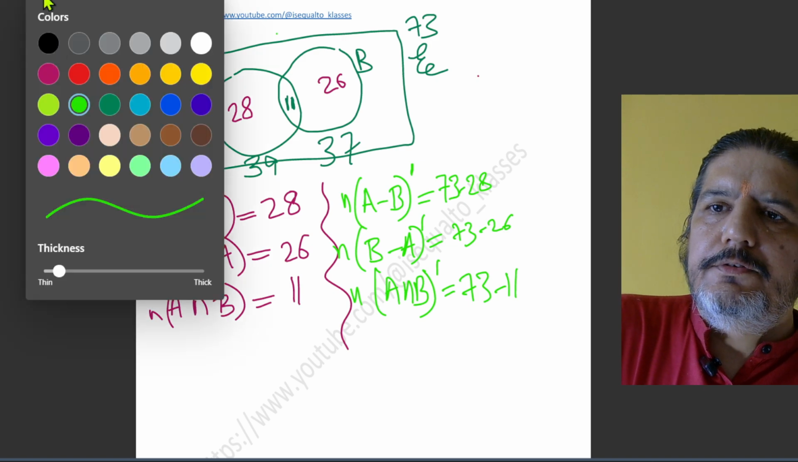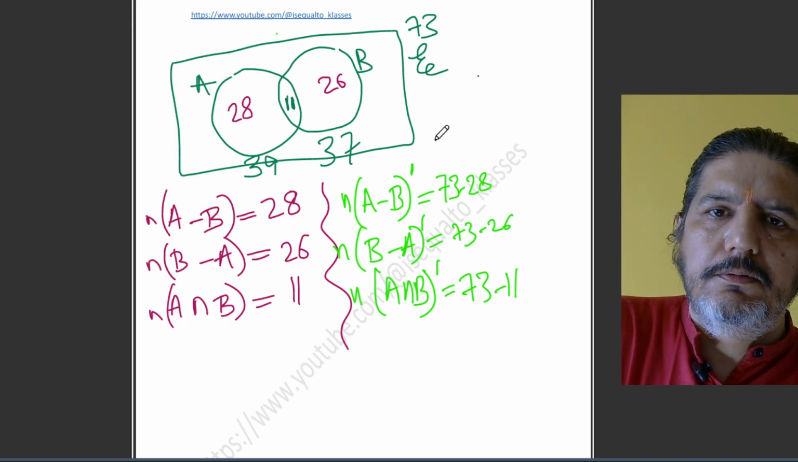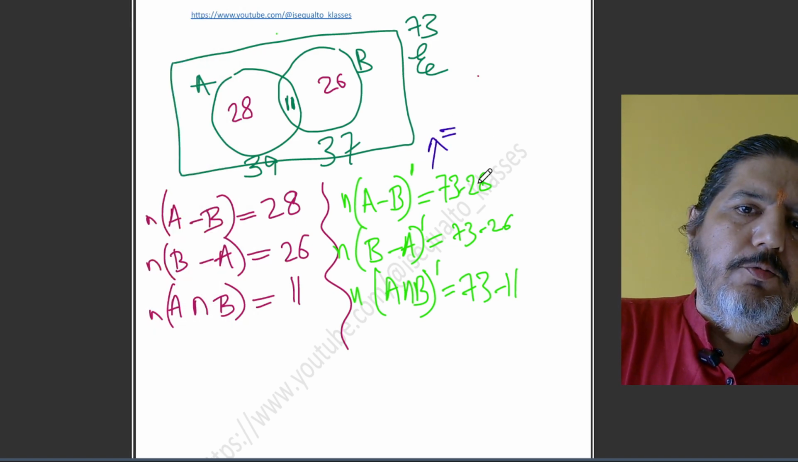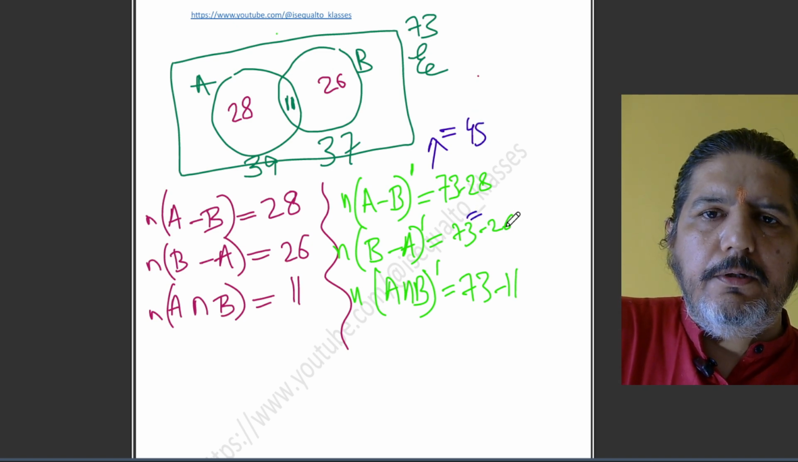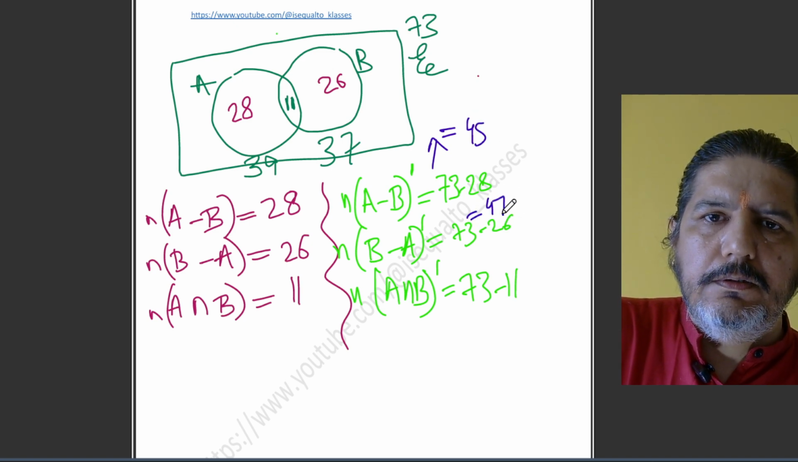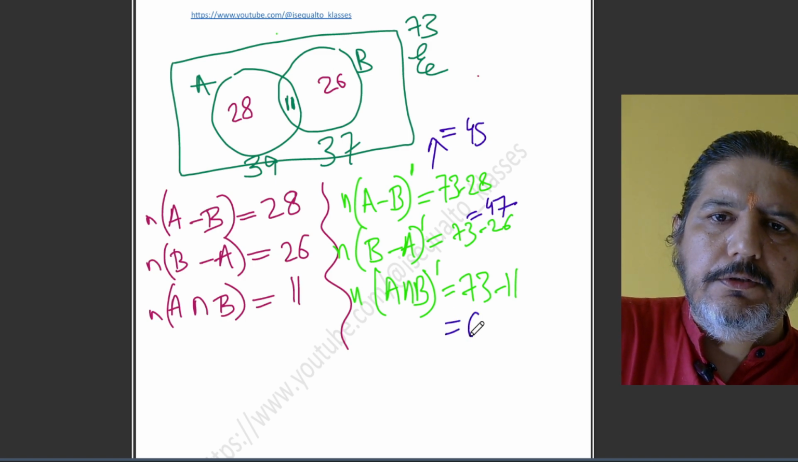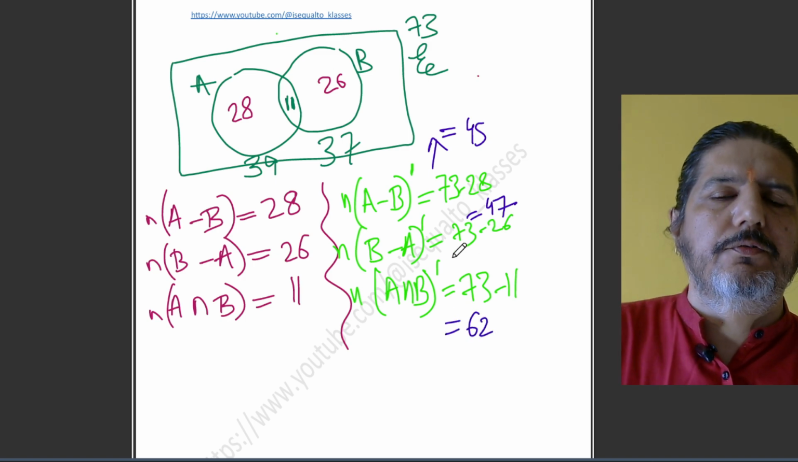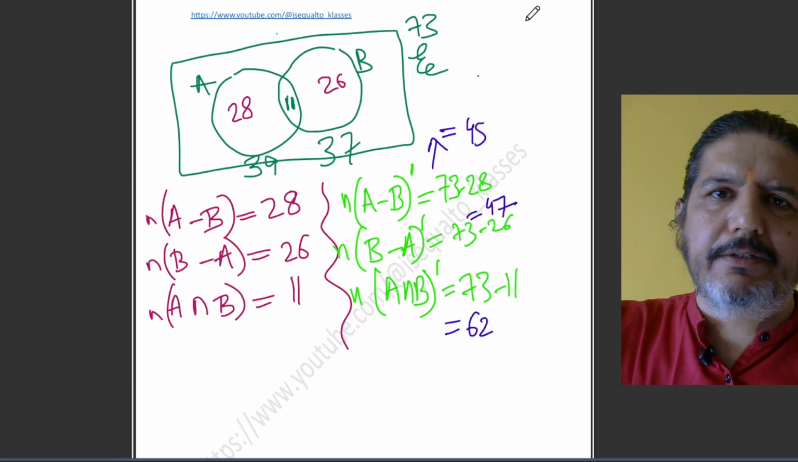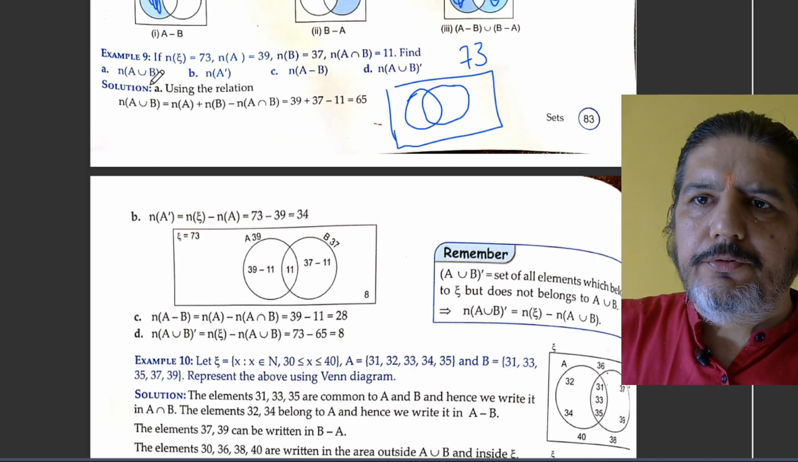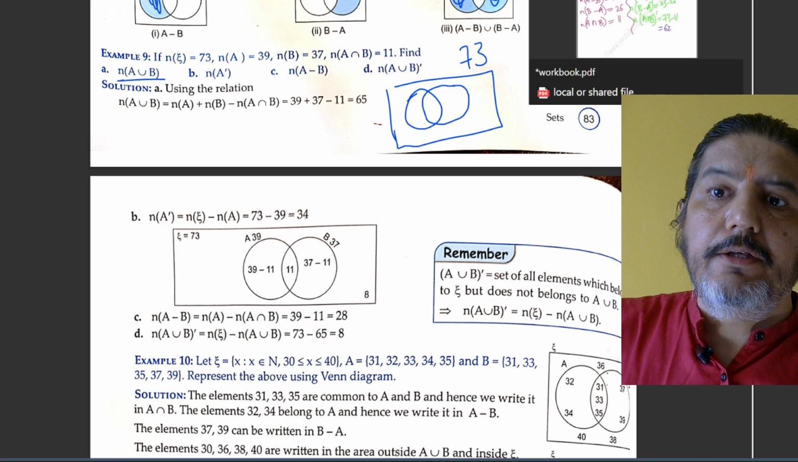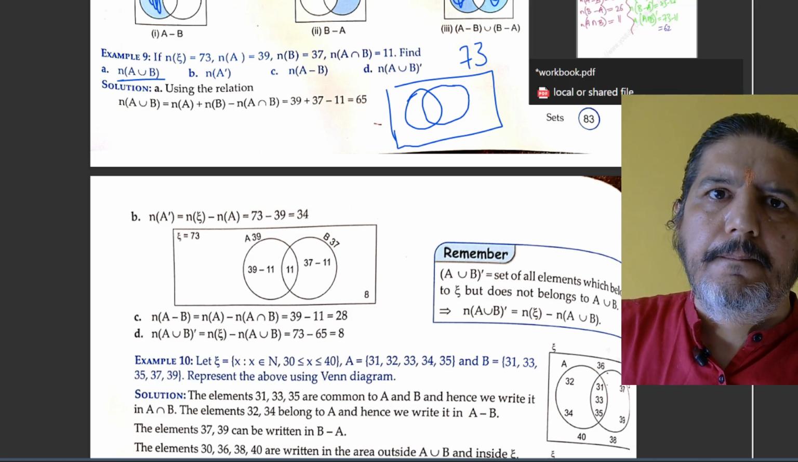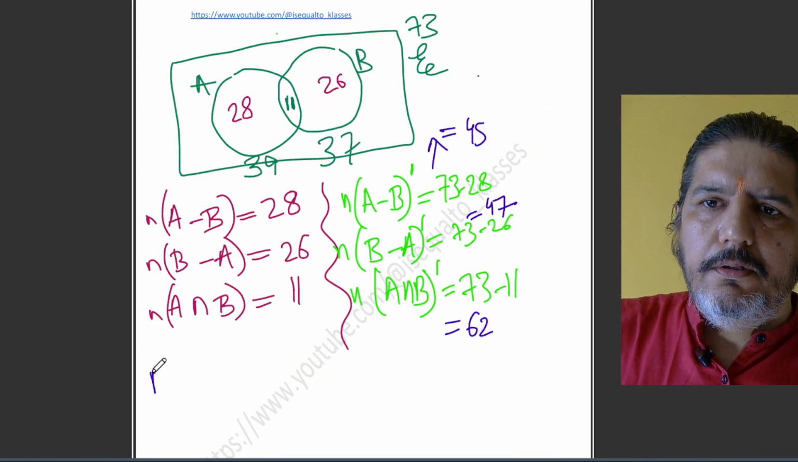So if you want the answers, this would be 45, this would be 47, and this would be 62. So these would be the answers of the questions which I am asking. Let us see what is actually being asked in the question. They are asking you about the number of elements in A union B. Let us find A union B.